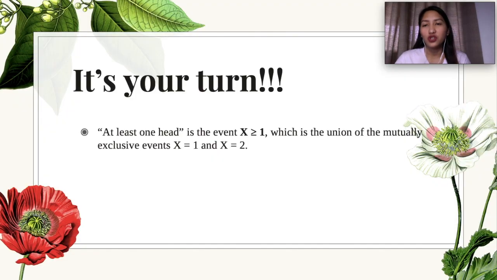Okay, now it's your turn. So what's the probability that you will get at least 1 head? So that includes x is equal to 1 and x is equal to 2. So therefore, this is our condition. If x is greater than or equal to 1, then what is the probability? So try to answer this.